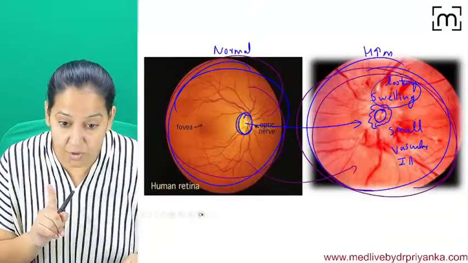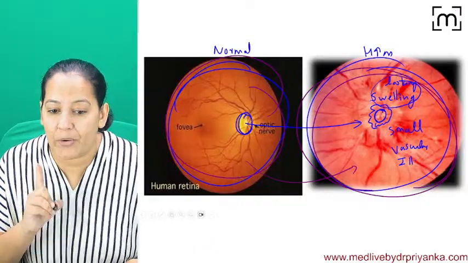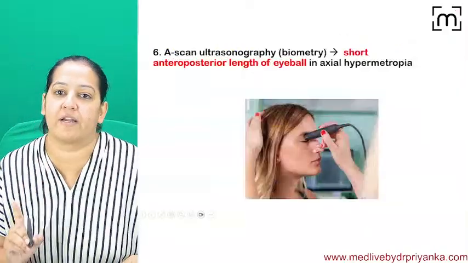I have given you the reason also. Don't just mug up, people. Understand the reason behind it. It is known as short silk retina. You get MCQ on that. Short silk retina. Please learn that.